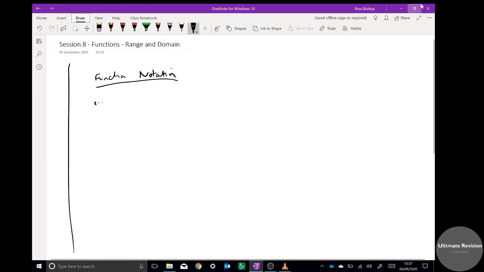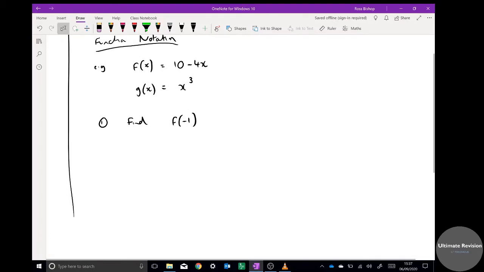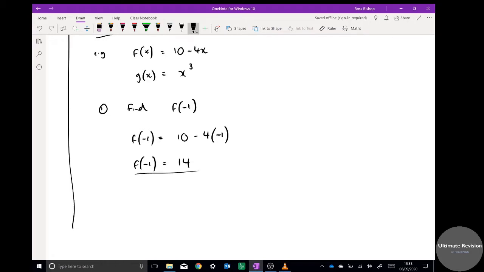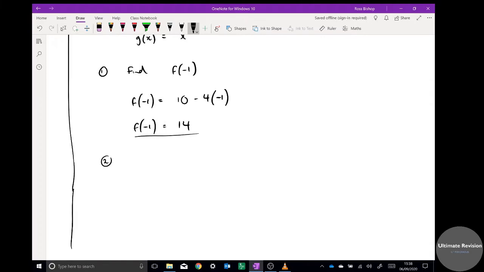So let's go straight in with an example. Let's say f(x) equals 10 minus 4x and g(x) equals x cubed. 1, find f(-1). Okay, so to find f(-1), you literally just replace x with minus 1 in the f(x) function. So f(-1) will equal 10 minus 4 times minus 1. That's going to end up being 14. That's my answer.